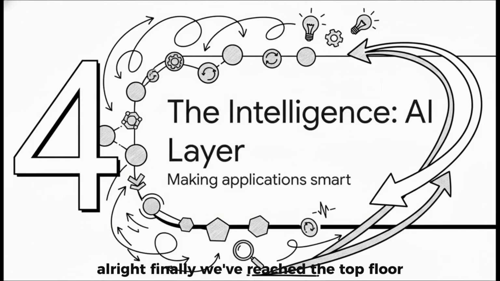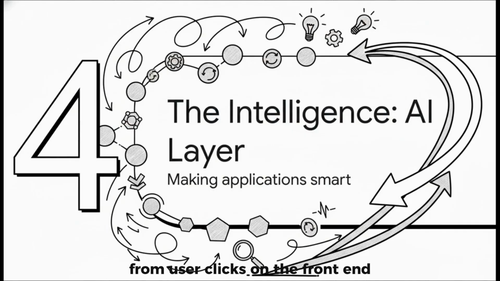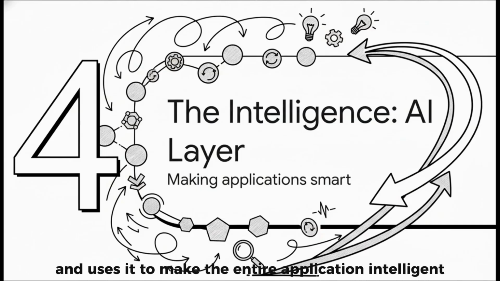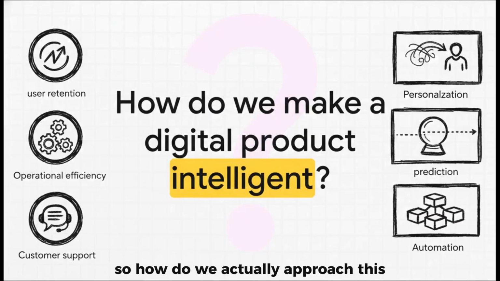All right, finally, we've reached the top floor, the penthouse, the AI layer. And this is not an afterthought. It's a transformative layer that takes in all the data flowing through the entire stack, from user clicks on the front end to business logic in the back end, and uses it to make the entire application intelligent, predictive, and adaptive. So, how do we actually approach this?